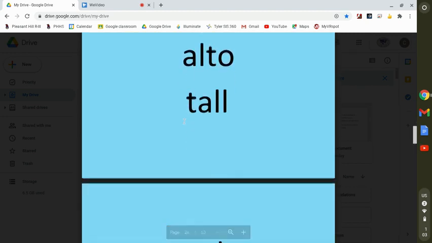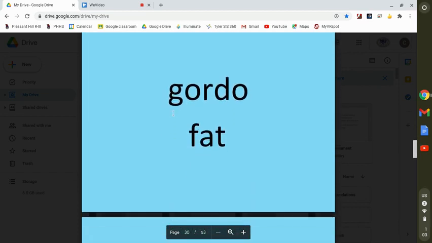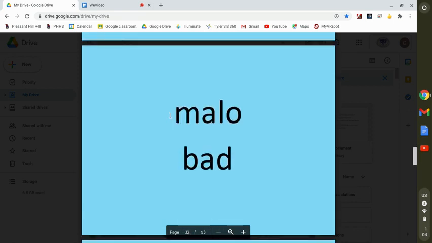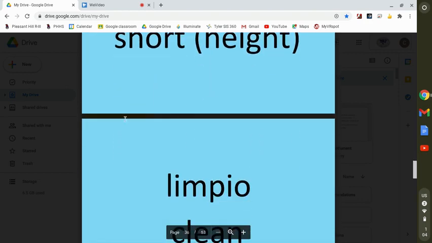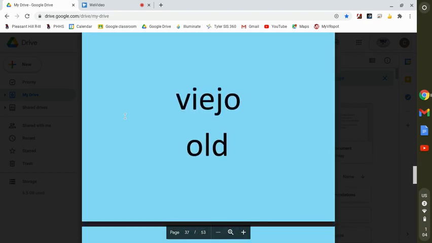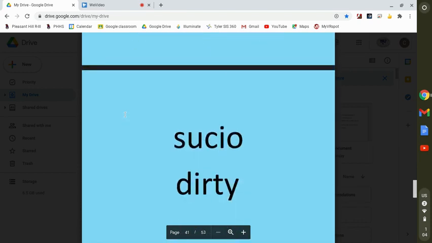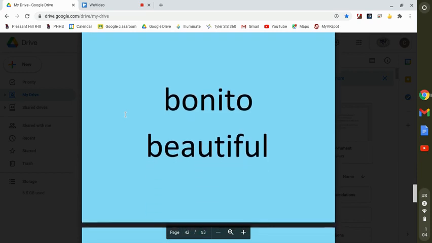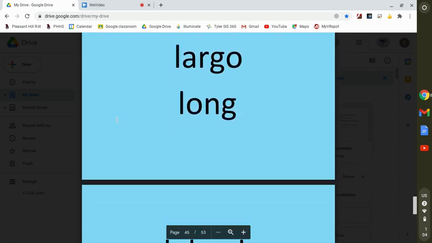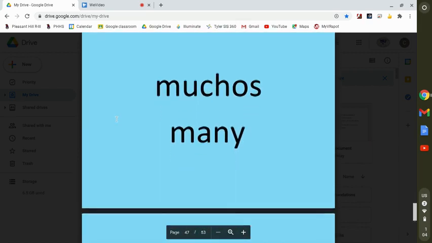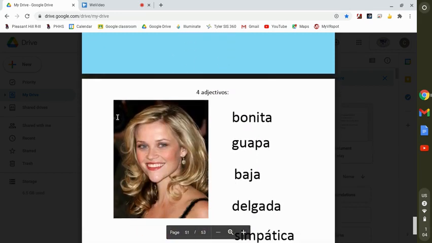Okay, quick review. Alto, corto, feo, barato, gordo, nuevo, malo, caro, grande, bajo, limpio, viejo, guapo, bueno, pequeño, sucio, bonito, mucho, simpático, largo, delgado, muchos, antipático, poco, pocos.